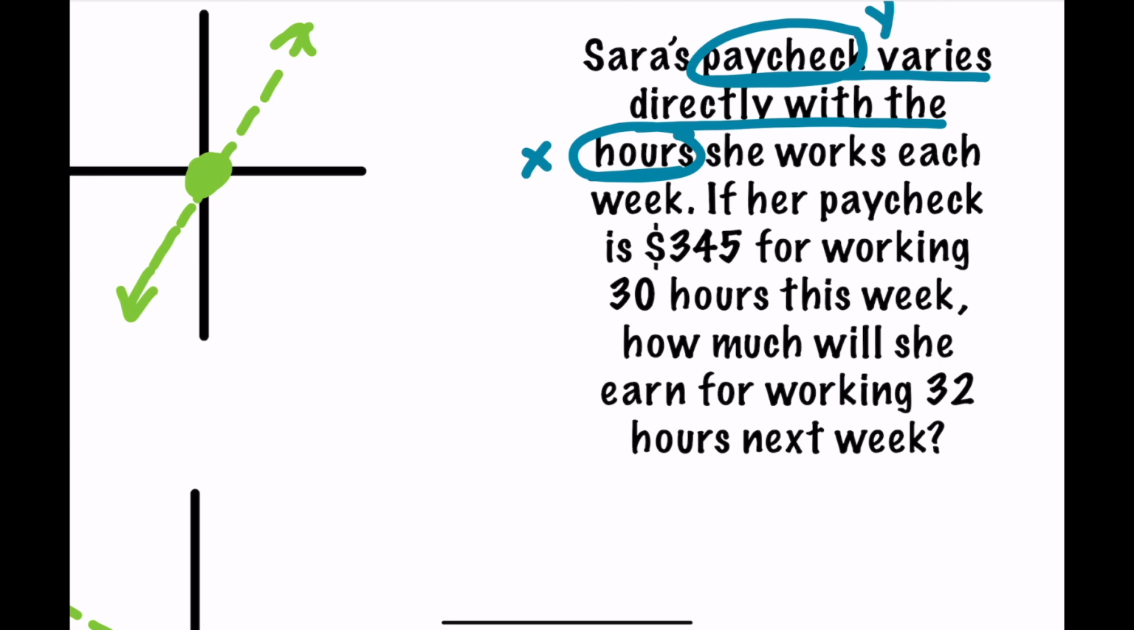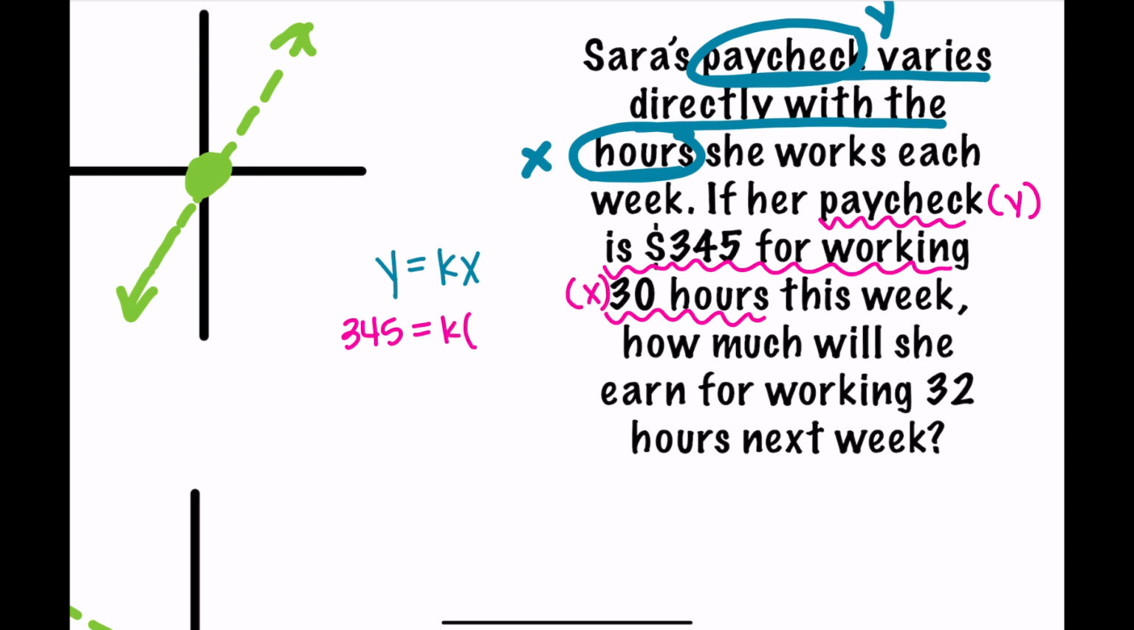So we're going to start with writing our direct variation general function. It looks like y equals kx. Now we're told that if her paycheck is $345 for working 30 hours, we're going to stop right there and plug in that information. So her paycheck, which is y, is $345 for working 30 hours, which is x. We plug those two in, now we can find what that relationship is.